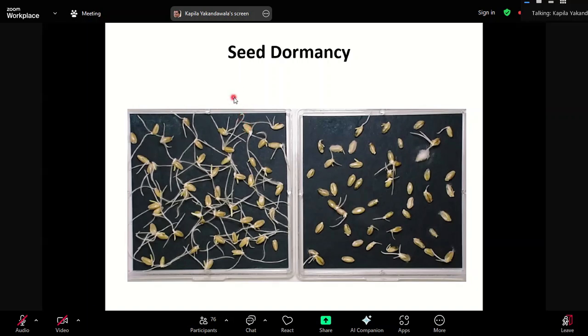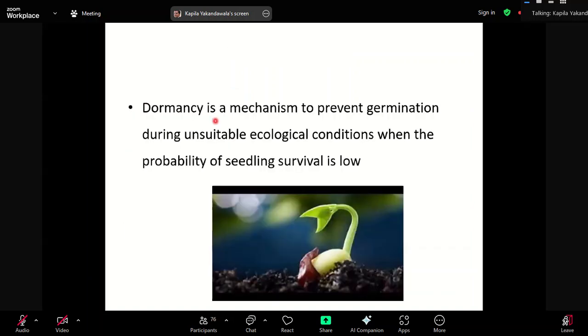So each and every seed has some sort of dormancy mechanism so that it will survive until the favorable conditions reach. Because in the paddy plant, before harvesting, conditions are very dry. The season is dry. Water is not available. So they will never germinate under these conditions. It will take some time to initiate germination, right? So it is good for us. We can consume it. So dormancy is a mechanism to prevent germination.